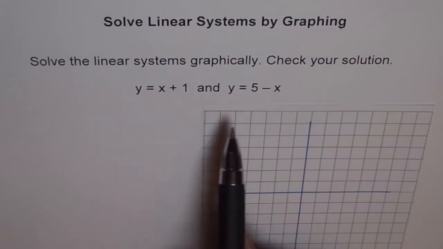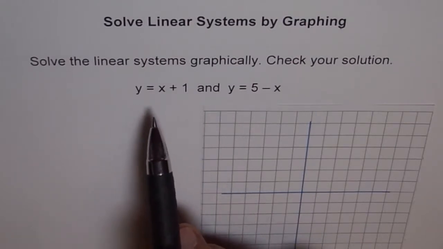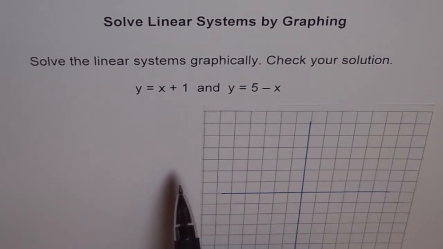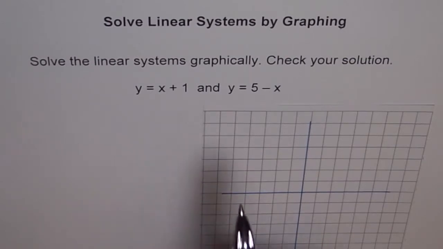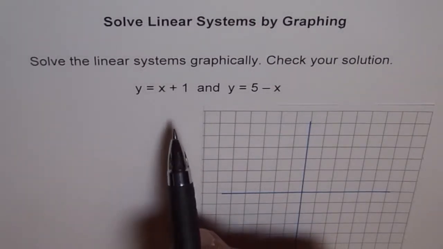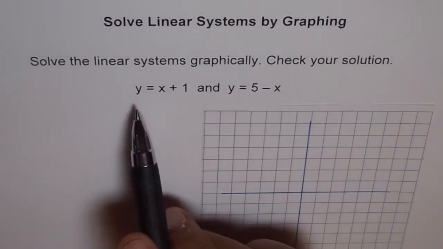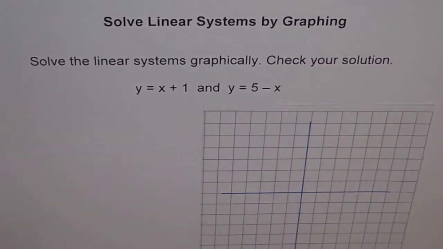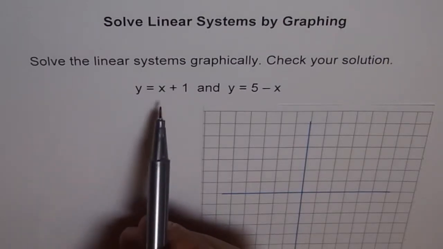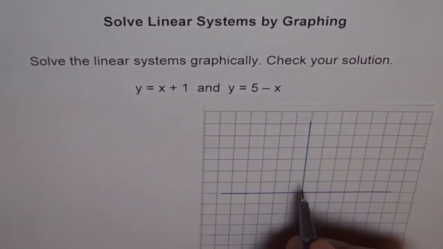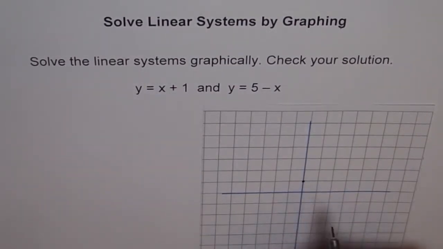In this particular case, because the equation given to us is in slope and intercept form, the best thing is to graph it using slope and intercept, right? So let's go for line 1, y equals x plus 1. Now here, what is the y-intercept? The y-intercept is when x equals 0, right? When x equals 0, y equals 1. So the y-intercept is 1, so we get that point.